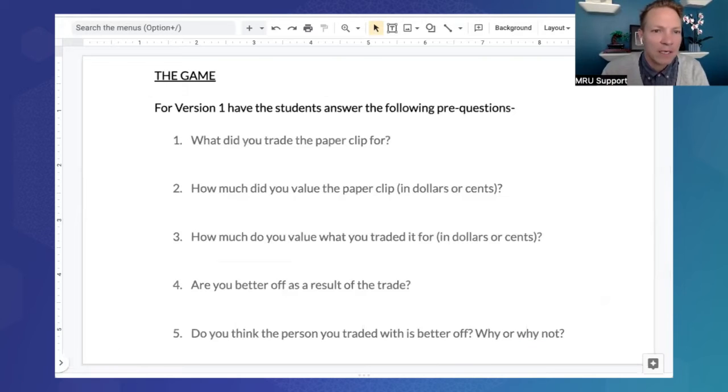Okay. And then if you go into the write-up for this game, this is the worksheet that we have. And you could come up with your own worksheet, getting the students to think about basically willingness to pay and value. How much do you value the paperclip? How much do you value the thing you traded for? Seeing the surplus that they get from trade.